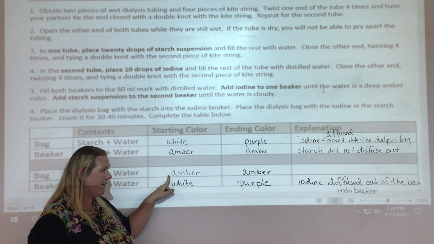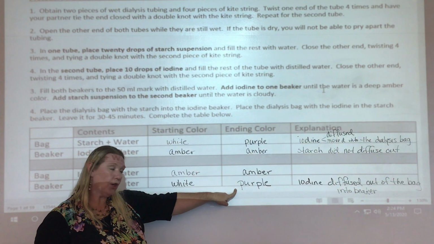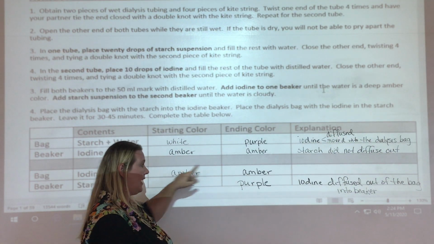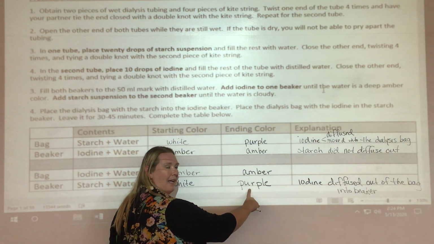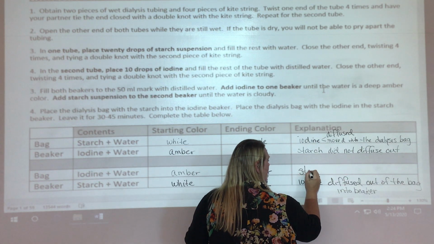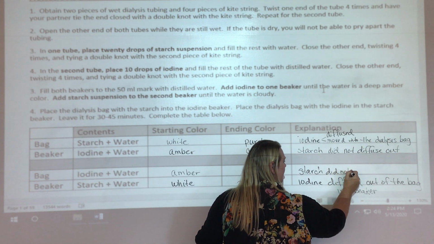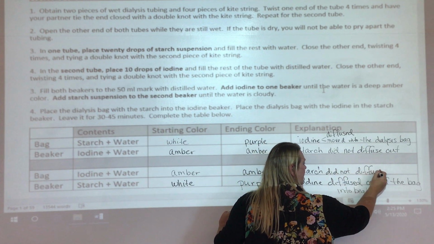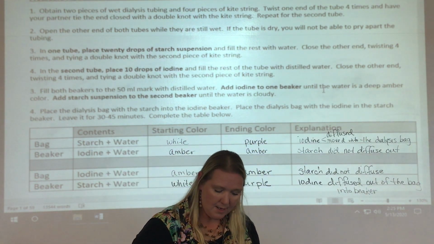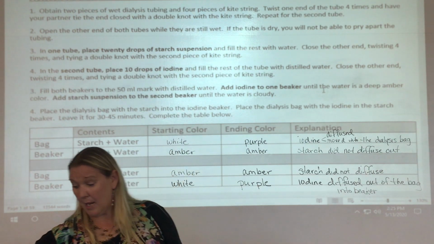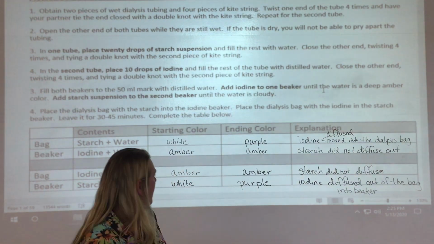The iodine in the bag, some of it diffused out, so it can have a reaction outside in the beaker. But none of the starch moved in, and I know that because it didn't change colors. It didn't turn purple or black. So starch did not diffuse, and we know that because those dialysis bags are the same color still. They're both still amber. Otherwise, we would have had a color reaction change.